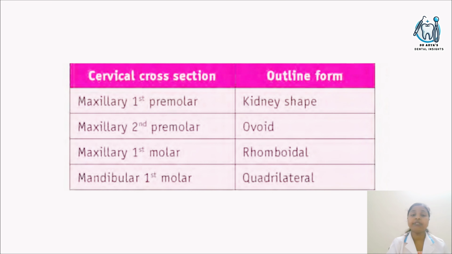And what is the outline form for these cervical cross sections? Maxillary first premolar, it is kidney shape. Maxillary second premolar, ovoid. Maxillary first molar, rhomboidal. And mandibular first molar, it is quadrilateral.